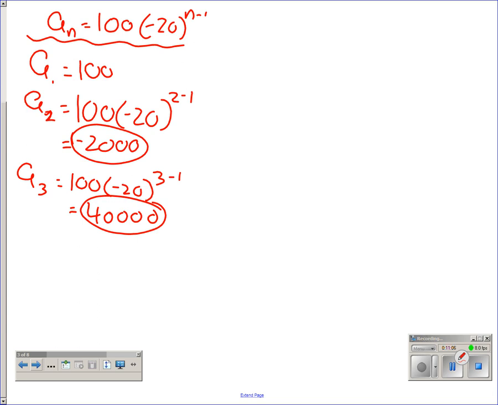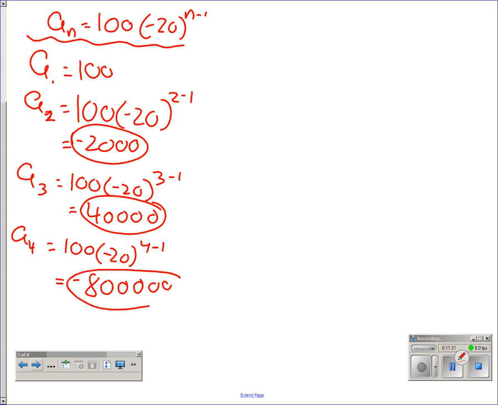Okay. And it should make sense because we're multiplying by negative 20 each time, so the signs are alternating, because when we multiply by a negative, it changes sign. Negative 20 and then positive 40,000. If I'm doing my fourth term, that's 100 times negative 20 to the 4 minus 1, or to the third power, which I believe is negative 800,000, right?